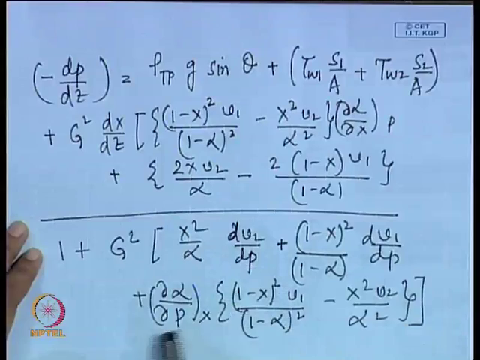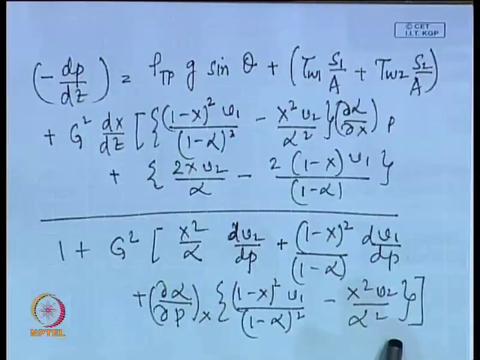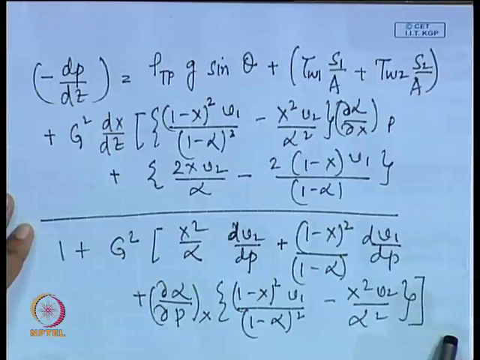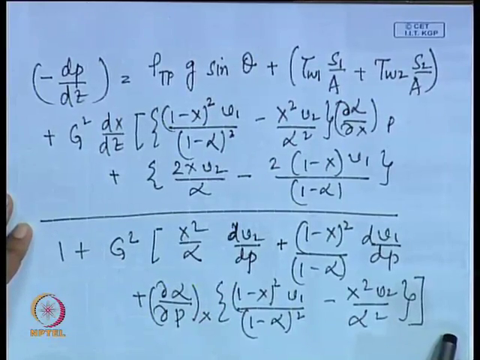Okay. If you see what I have written down in the written matter, you will find that from this denominator, equating this to 1 minus Ma square, we will be getting a condition of choking. This condition of choking we are getting from the mixture momentum equation.